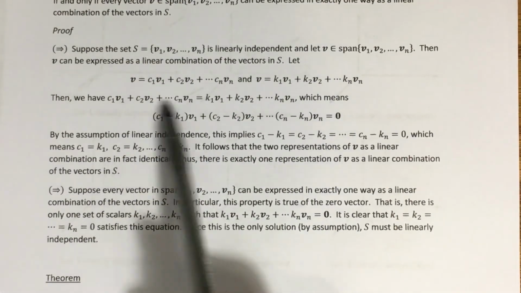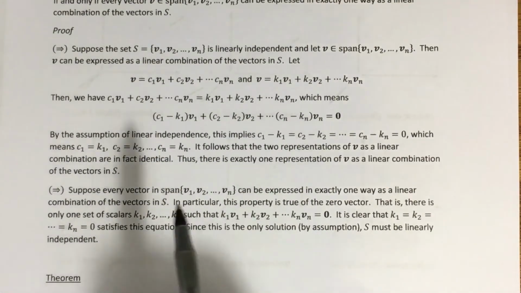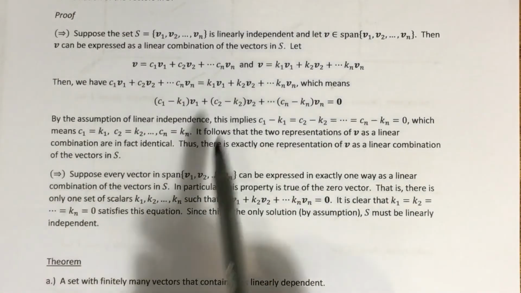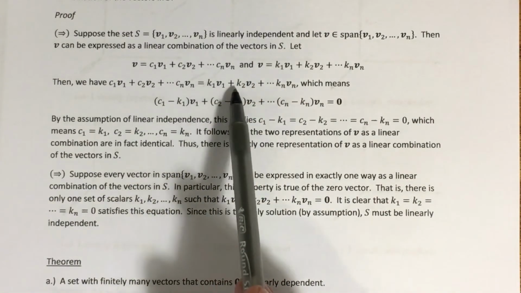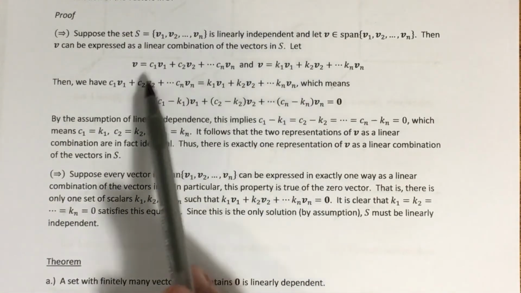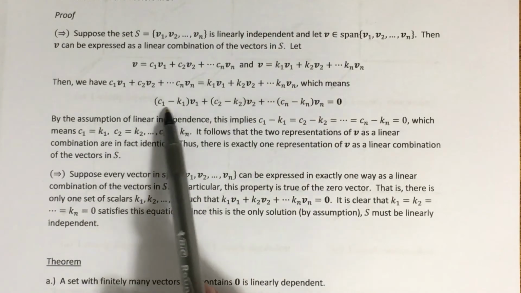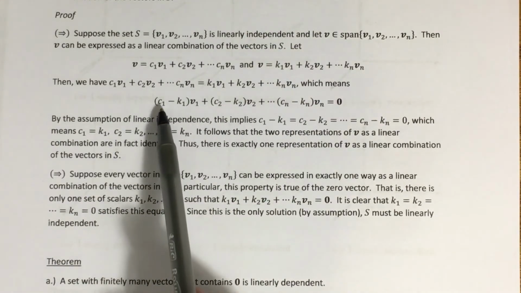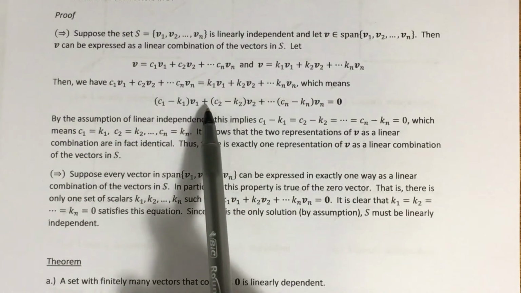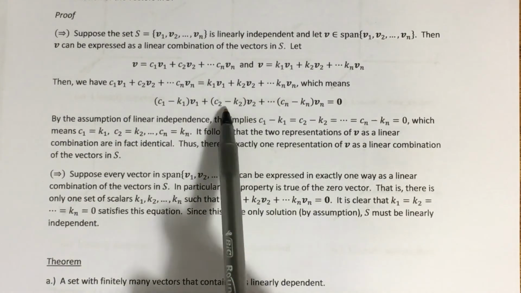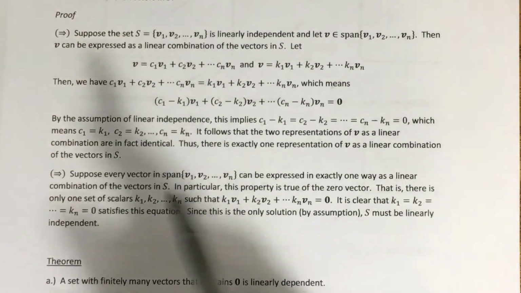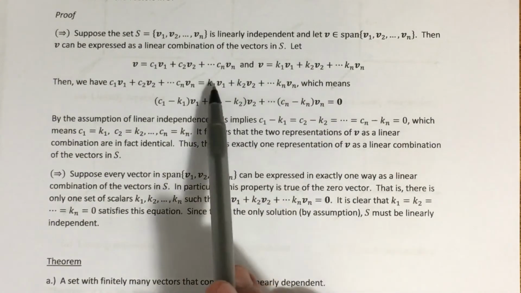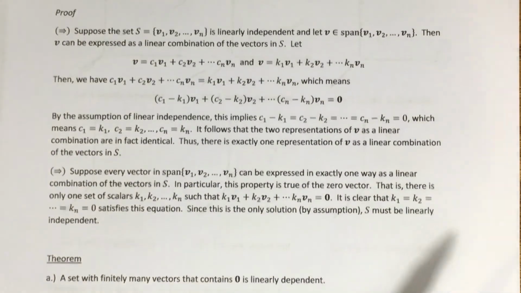So I can set this one equal to that one. And then if I combine like terms by subtracting all of these k terms over to the left side, notice I get this new linear combination, c1 minus k1 times v1, plus c2 minus k2 times v2, and so on. And all that would be left on the right-hand side is the zero vector, since I subtracted everything away.